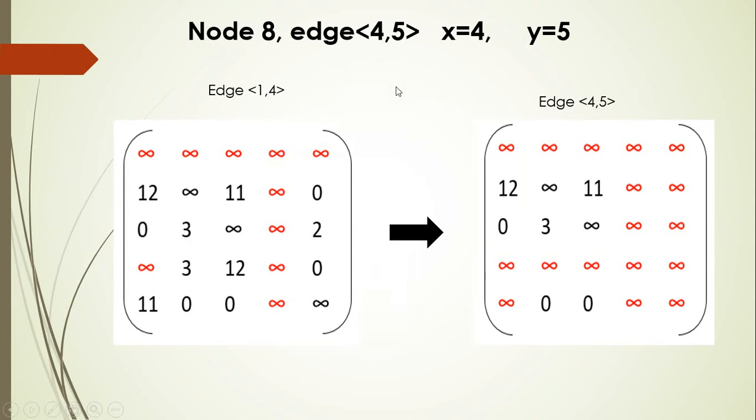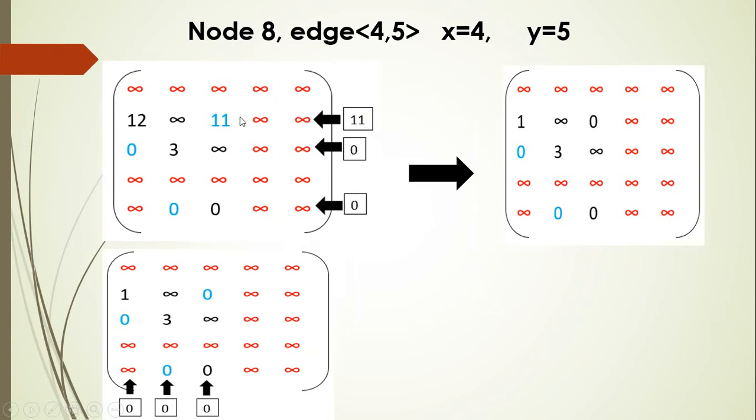Similarly for node 8, we are traveling here from 4 to 5. So make it infinity for the 4th row, 5th column, and for 5 to 1. Reduce the rows here. Reduce 11, so you will get this matrix. Reduce the columns. So the total reduced cost is 11.